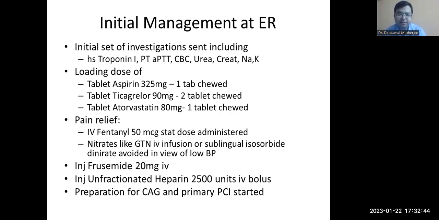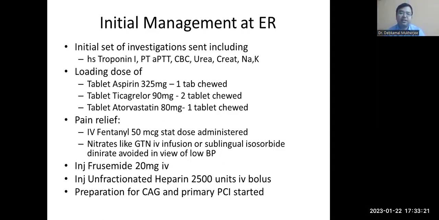So we had put an IV access and sent the initial set of investigations. As this patient was conscious, his airway, breathing, circulation were normal at that point of time. So we secured an IV access, sent the relevant investigations like high sensitivity troponin I, his coagulation profile, his CBC, urea, creatinine, and electrolytes. Along with that, the patient received a loading dose of aspirin, 325 milligrams, which was chewed.